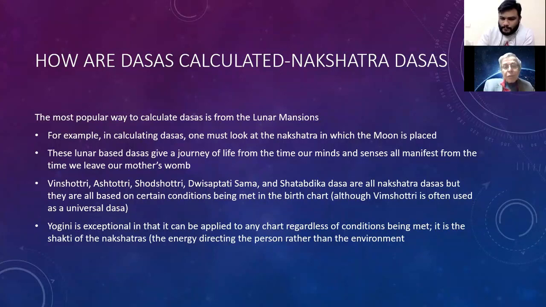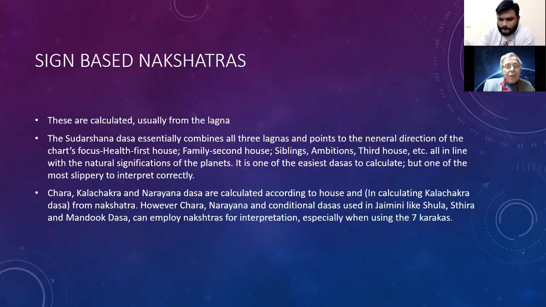But all those things will be stressed to a greater or lesser extent during a Mahadasha and Nakshatra Dasha. And so sign-based Mahadashas, my apologies. These are calculated usually from the lagna, at least in the chart. The Sudarshan Dasha essentially combines all three lagnas and points to the general direction of the chart's focus: health, first house; family, second house; siblings, ambitions, third house, etc.